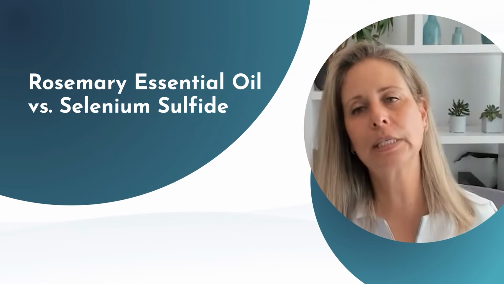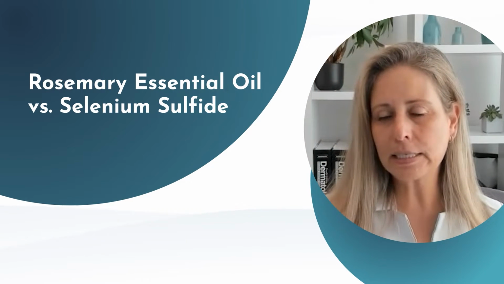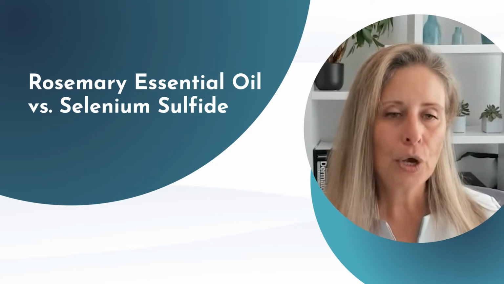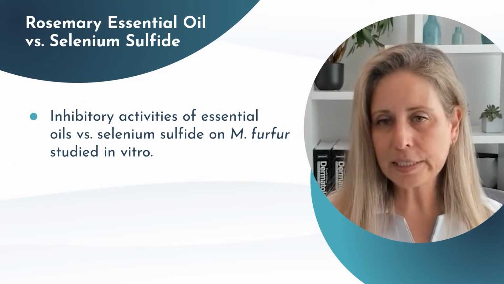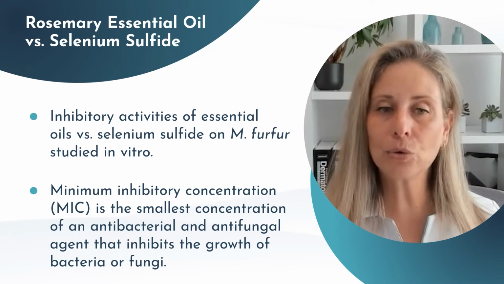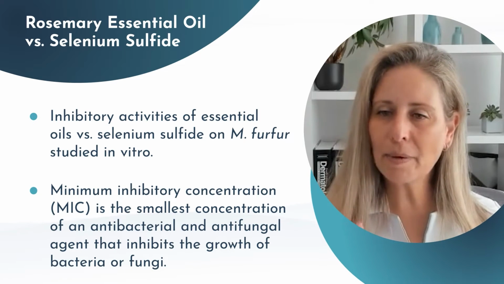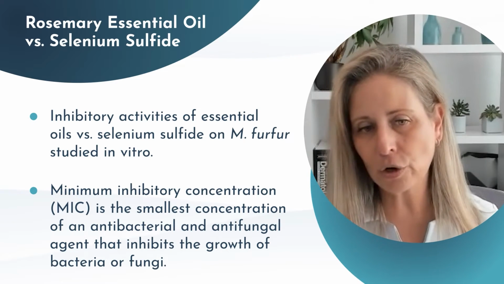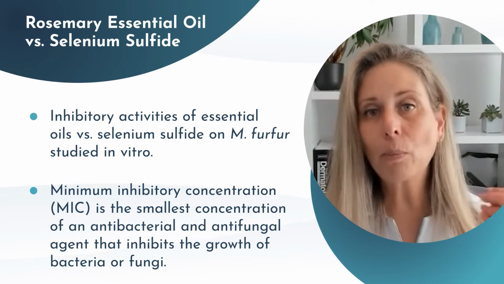And I will say that I really like essential oils and I do use them a lot, and they're great against fungal organisms like Malassezia. So this was a study that was done comparing rosemary essential oil and some other essential oils against selenium sulfide. And selenium sulfide is an active ingredient found in a lot of dandruff shampoos. So they were looking at Malassezia furfur, which is just another species, and they were looking at the MIC. The MIC is the minimum inhibitory concentration. What does that mean? It's the smallest concentration of an antibacterial or antifungal agent that inhibits the growth of the bacteria or fungi. So the smaller the MIC, the more powerful the substance.